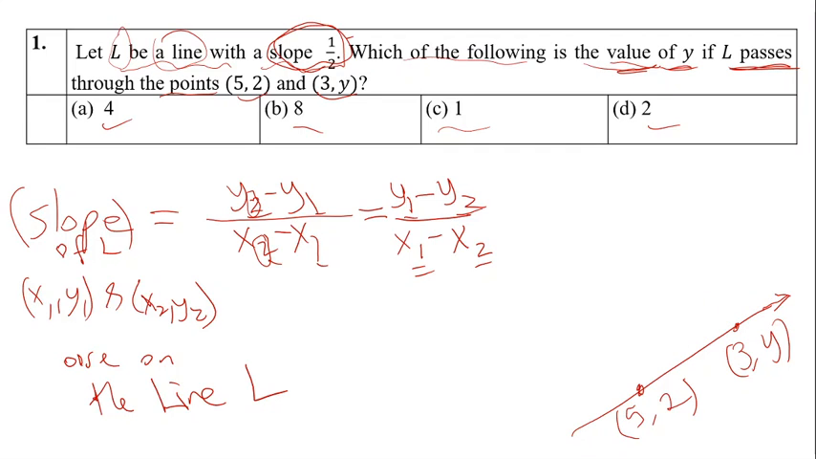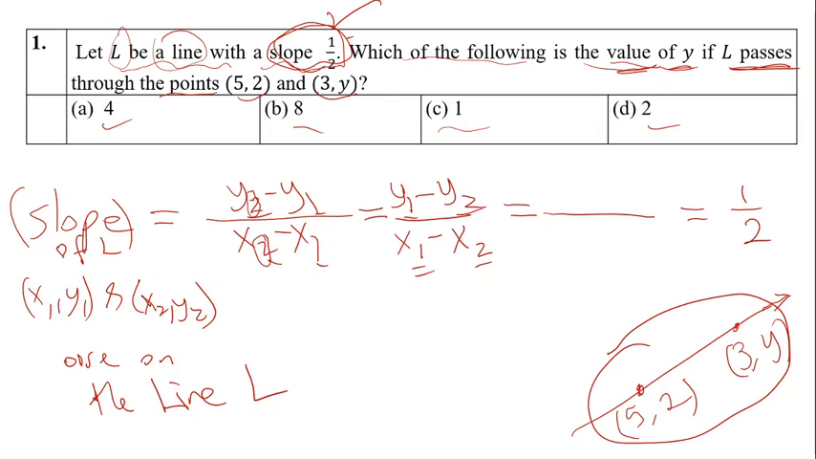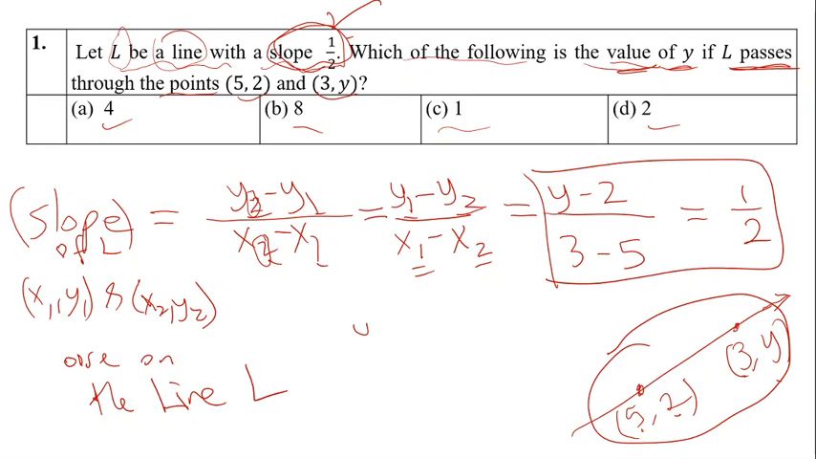And we know the slope is 1 over 2 here. It's given. But by using these 2 points, we can write it this way also: y minus 2 divided by 3 minus 5. So this gives you an equation: y minus 2 over minus 2 is equal to 1 over 2.